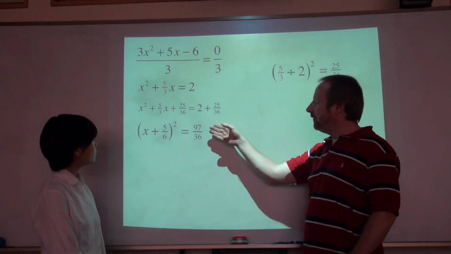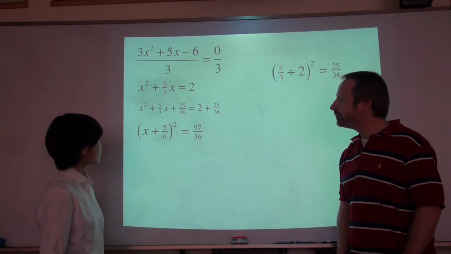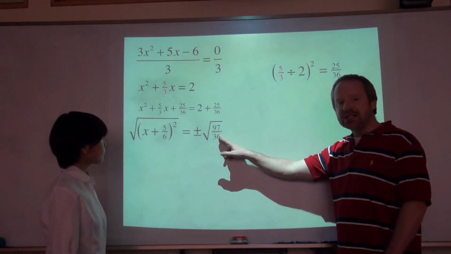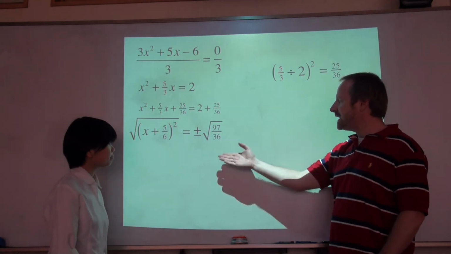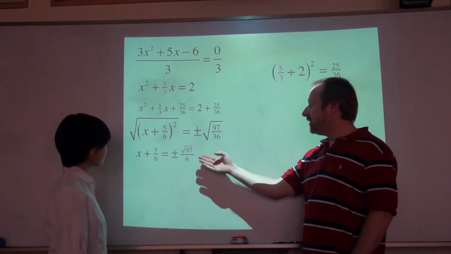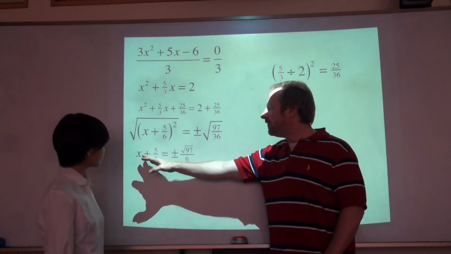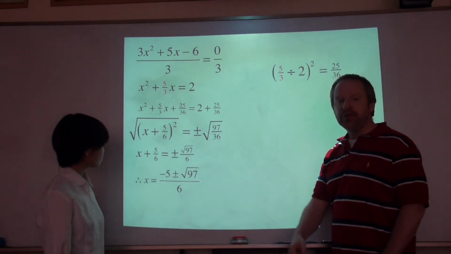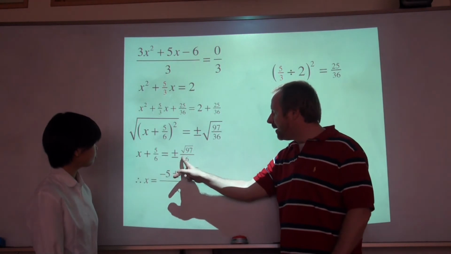At this point, Risa, what do we do? Square root. Very good. And what's the square root of 36? 6. Okay, and so the next step here, we're going to simply have this. And now we're going to move the 5/6 to the other side. And our answer will be this because they already have a common denominator.